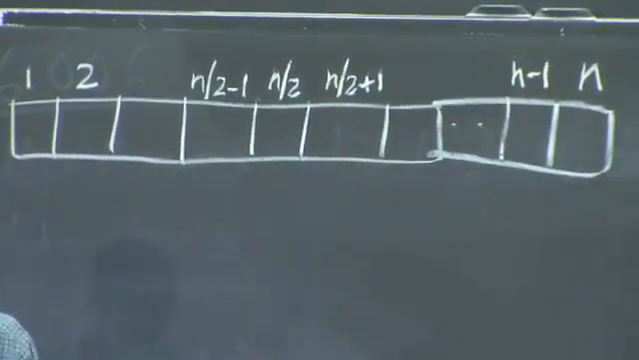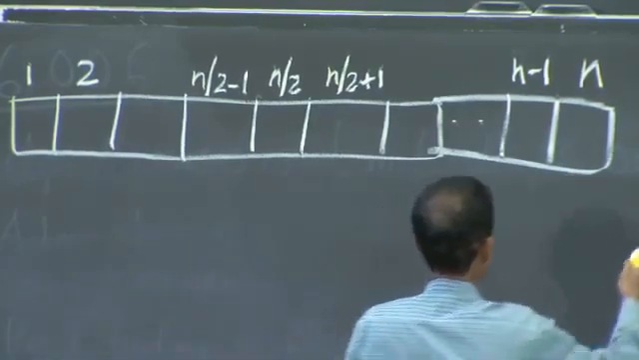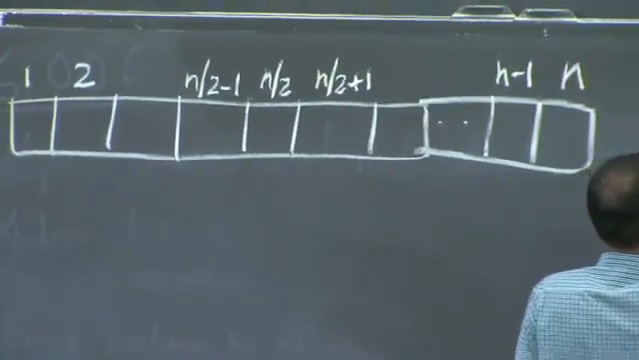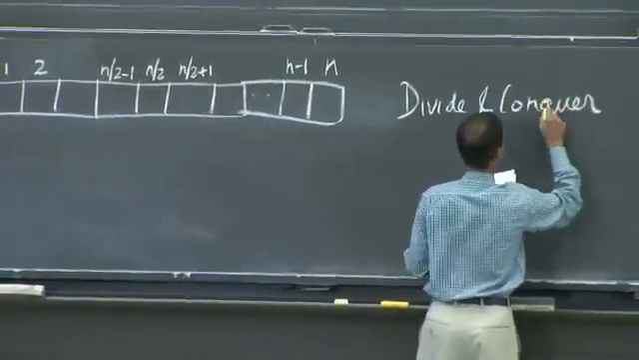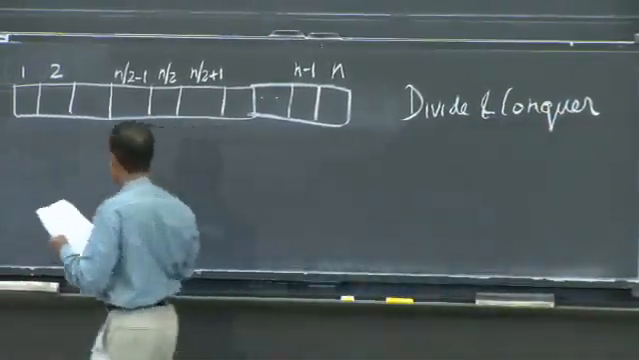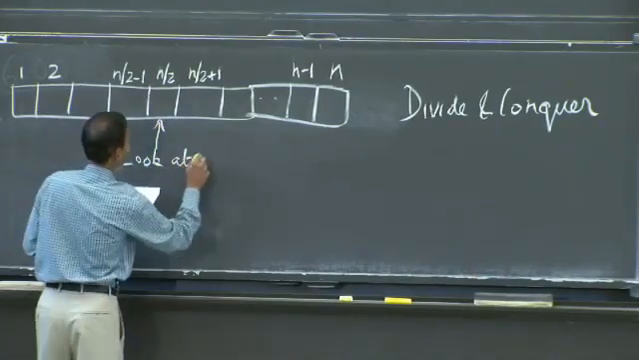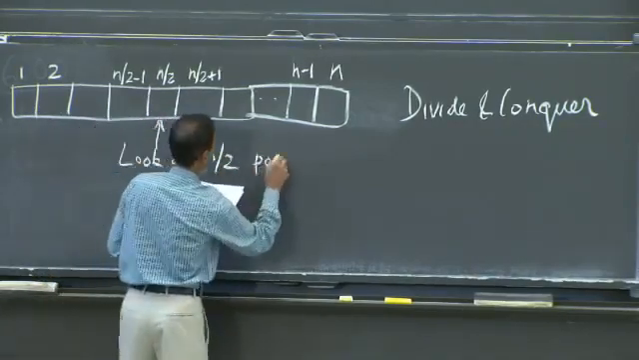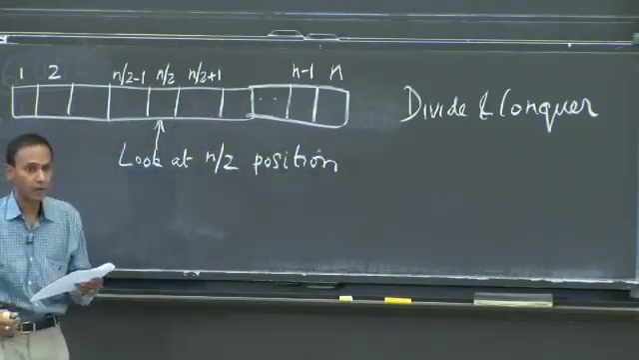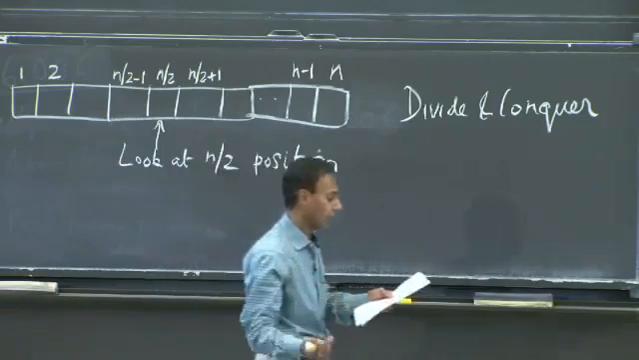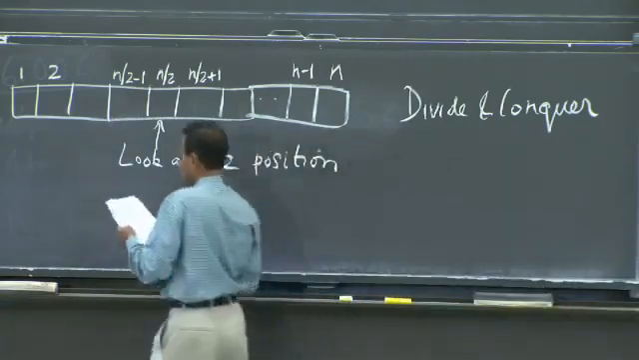So the picture you want to keep in your head is this picture that I've put up there. And this is a divide and conquer algorithm. You're going to see this paradigm over and over in 6006. We're going to look at the n over 2 position, and we're going to look to the left, and we're going to look to the right. And we're going to do that in sequence.